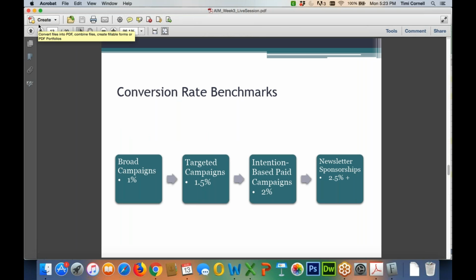All right, if you do want to update the conversion rates, I do have a few benchmarks for you guys. With the broad campaign, I don't recommend exceeding 1%. Targeted campaign, you could probably do 1.5%, 2%, maybe 2.5%. Intention-based paid campaigns, 2% is actually very conservative. You could even go upwards of maybe 10 to 15%. And then the newsletter sponsorship, 2.5% is very conservative. The industry average is about 18%. So this just gives you a few ideas on how to adjust conversion rates if you feel the need to.